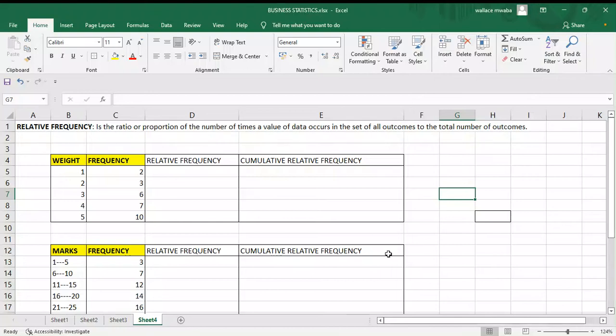Hello everybody, welcome to another lesson in mathematics. So we're still looking at statistics. Today we're going to be looking at the relative frequency.